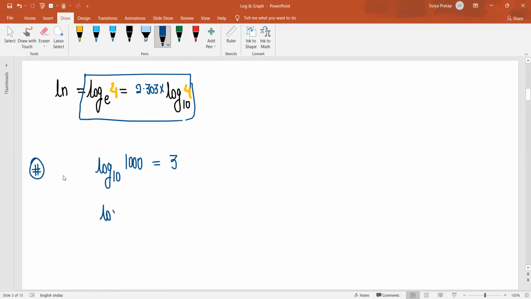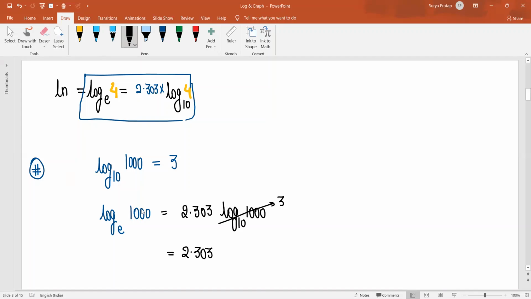So similarly, if I ask what will be the value of log 1000 base e? Do you have any idea how we can calculate the value of this? We can easily convert this by multiplying by 2.303, and now I can write this as log base 10 of 1000, and this value is just 3, so this is 2.303 times 3, and now you can easily multiply and you have the answer for log base e 1000, which is something around 6.909.